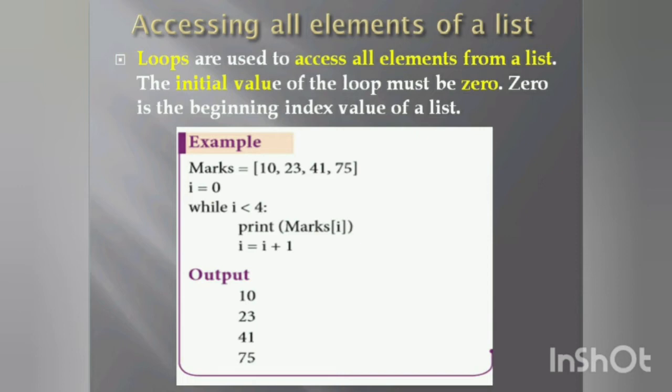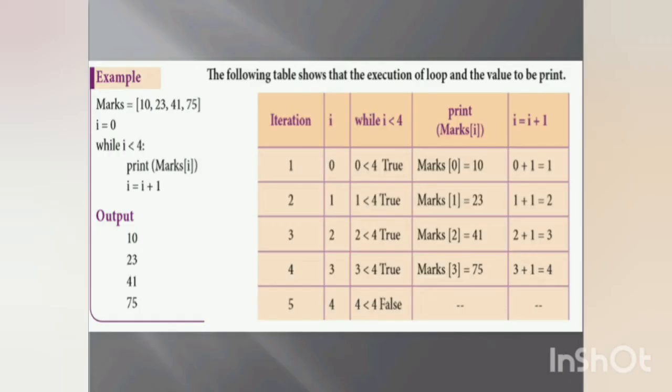After that, it will execute I is equal to I plus 1. Now the I value is 4. It will check the while condition: 4 is lesser than 4? No, the condition is false. So it will exit from the loop. Clear, all of you? Now look at this table.